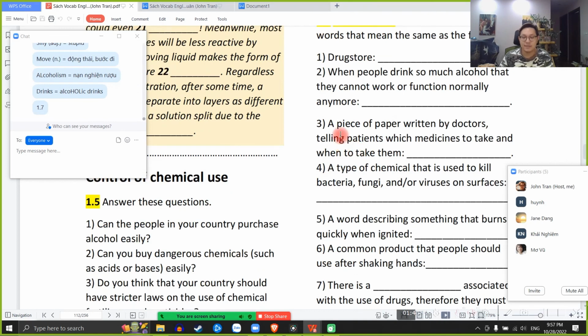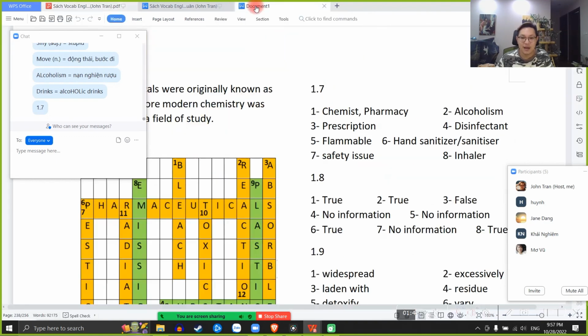Okay. Number three, a piece of paper written by doctors telling patients what medicine to take and when to take them. It is prescription. Prescription. Bạn nào không đọc được mà cái phụ âm SCR này tách ra, chữ S nó đi kèm với chữ pre và CR đi kèm với chữ crip.